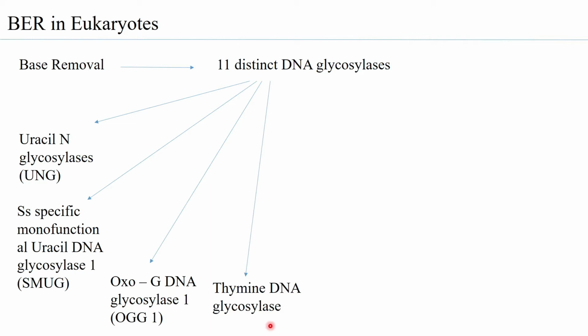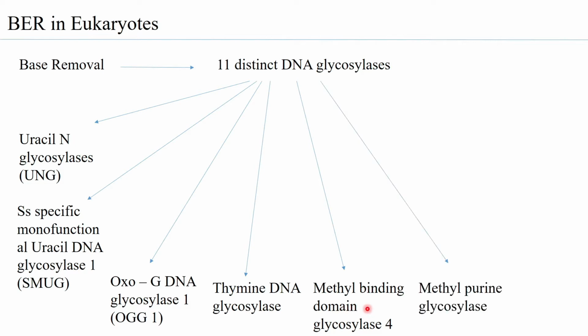You have thymine DNA glycosylase. This has as its substrate range several substrates, including thymine, 5-fluorouracil, etc. You have methyl binding domain glycosylases. So this is another glycosylase that takes care of damage that happens because of methylation. You have methylpurine glycosylases itself. So say for example, you have the formation of methyl guanine or methyl adenine, then you have this specific glycosylase that takes care of removing these methylpurines.